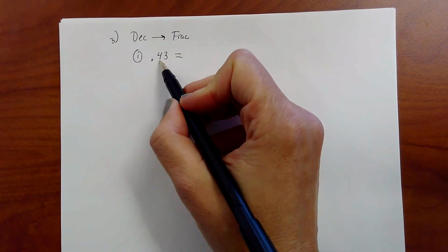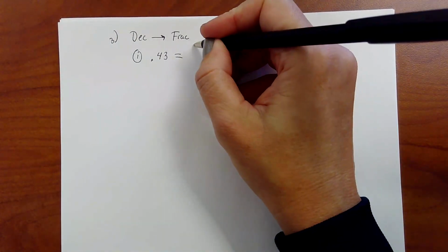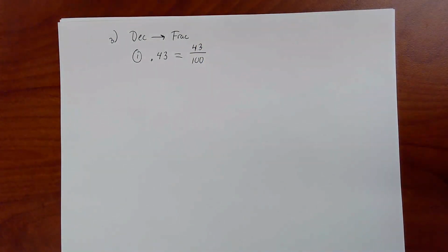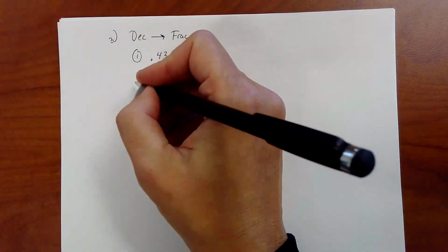What spot does it go out to? Tenths, hundredths. So 43 hundredths. Guess what? You just write it like you say it. So that's 43 hundredths. There you go. Can I reduce that one? Nope. So that one's done.